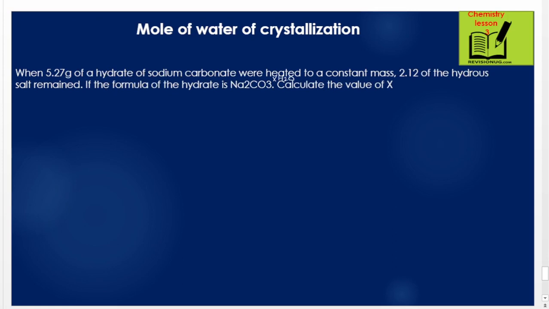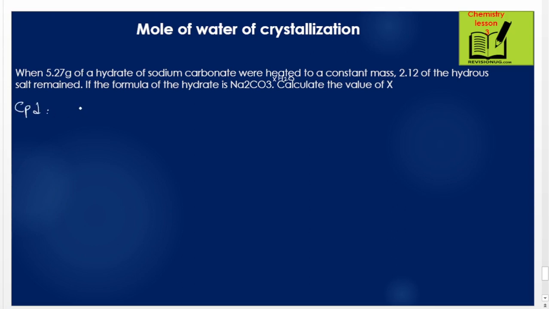Okay, now let us look at one more example. This example says, when 5.27 grams of a hydrated sodium carbonate were heated to a constant mass, 2.12 of the anhydrous salt remained. If the formula of the hydrate is that, calculate the value of X. What is our compound here?